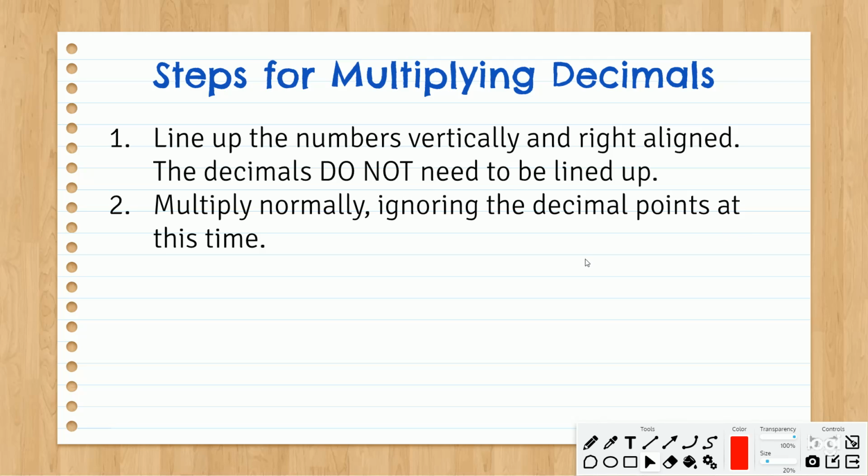The second step is to just multiply. Normally, we're going to ignore the decimal points at this point. So we're just going to multiply like we normally would if there was no decimals in our problem.